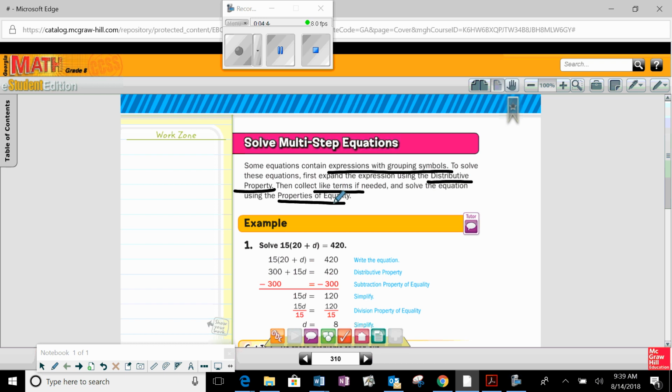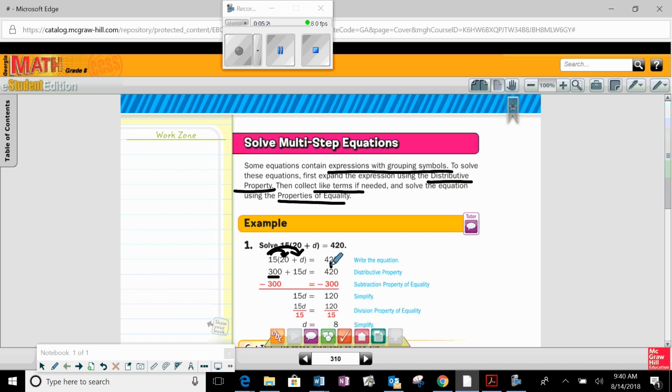So if we look at this first example, we have 15 times, parentheses means multiply, 20 plus D equals 420. So because parentheses mean multiplication, we are multiplying 15 times everything that's inside the parentheses. So 15 times 20 is 300, and 15 times D is 15D. We multiplied the multiplier on the outside times everything that's inside the parentheses.